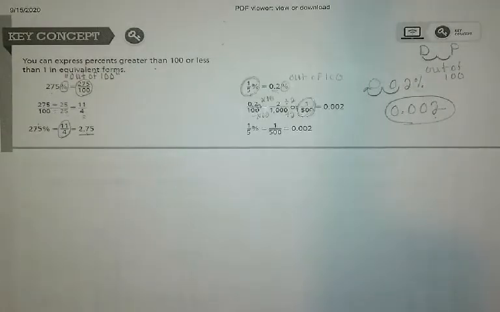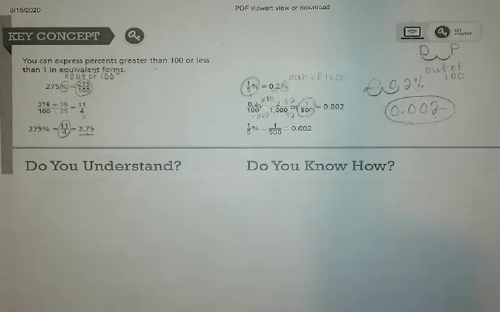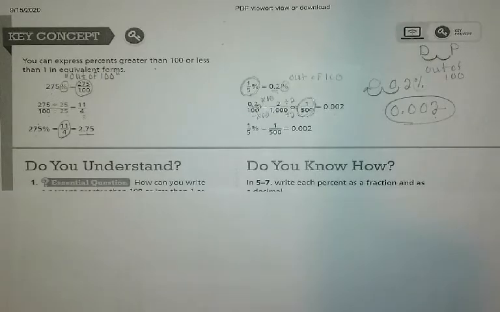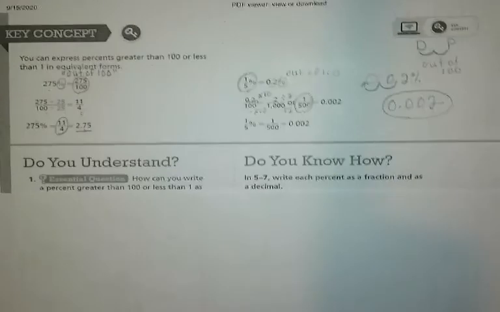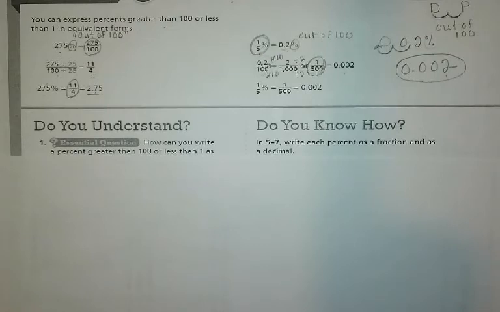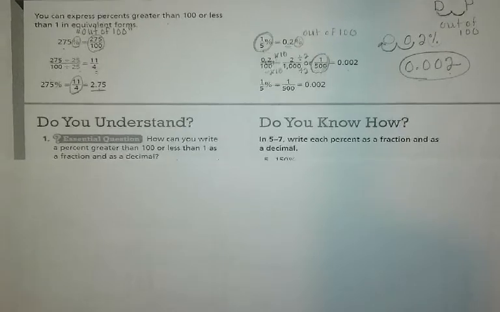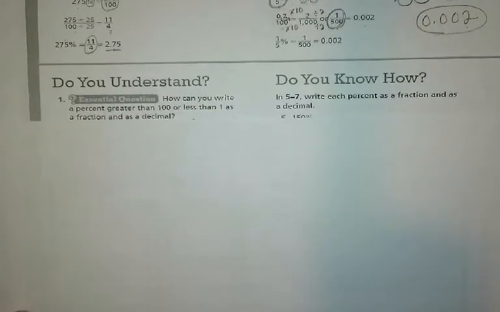Okay, so that's just a brief introduction. We'll go ahead and go through this in a little bit more depth. The next section is the do you understand? The essential question for today's lesson: how can you write a percent greater than 100 or less than 1 as a fraction and as a decimal? This is a little bit lengthy of an answer, so you're not going to want to write too large, otherwise you'll run out of room, just as a warning. I'm going to go ahead and give you a minute or two to write this down, and then I'll go through and explain.